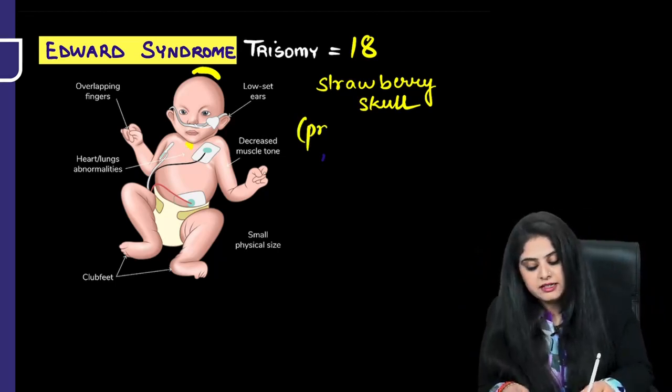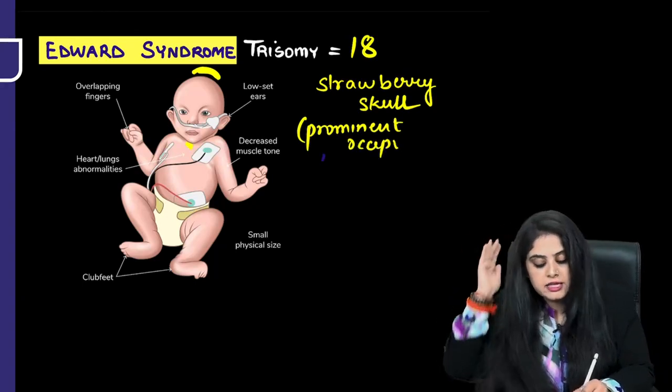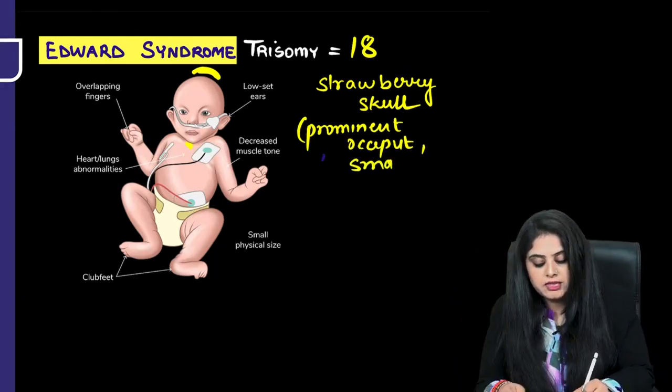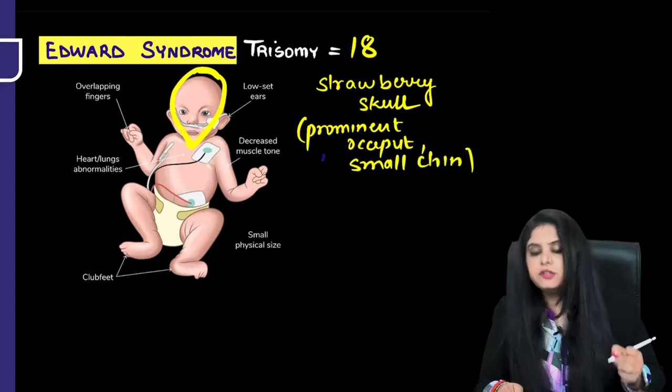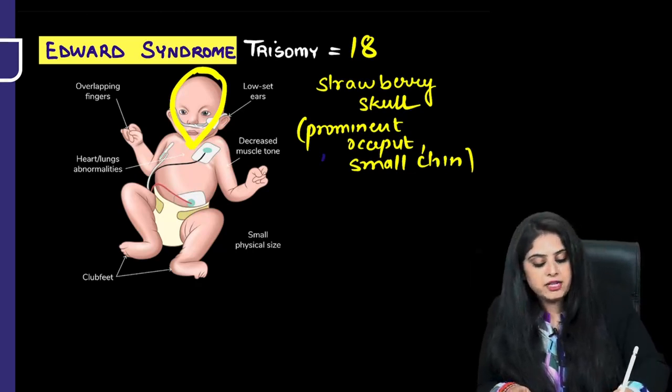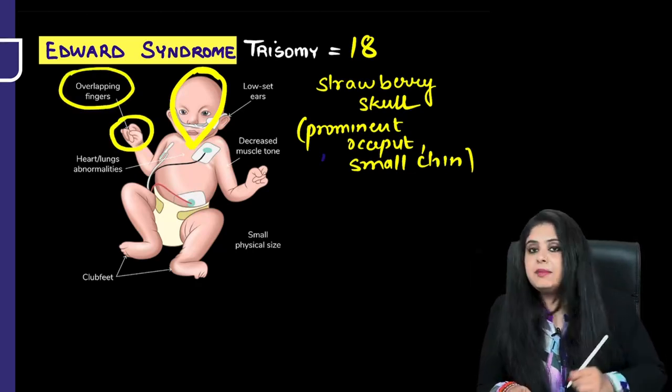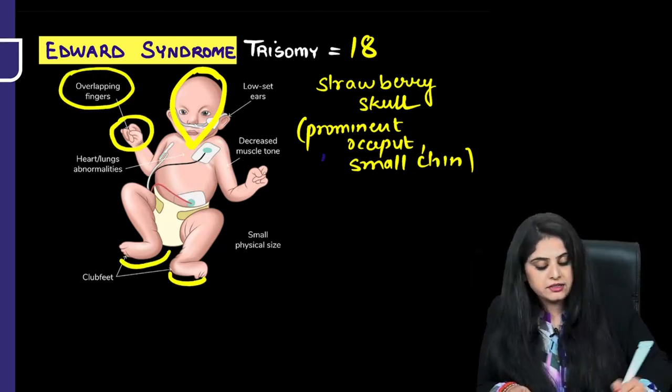So we basically learn it like a prominent occiput. The back side, that is the occiput. And the chin is very, very small. That gives the appearance of a, now if I draw it, that shall give the appearance of a strawberry skull. Apart from that, you can very well see that there are overlapping fingers and there are this kind of feet.